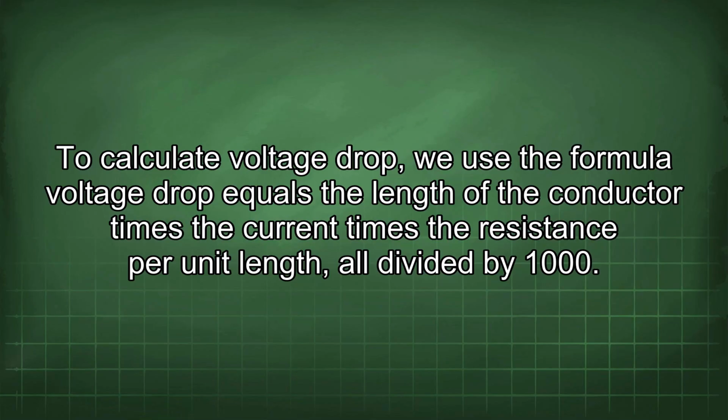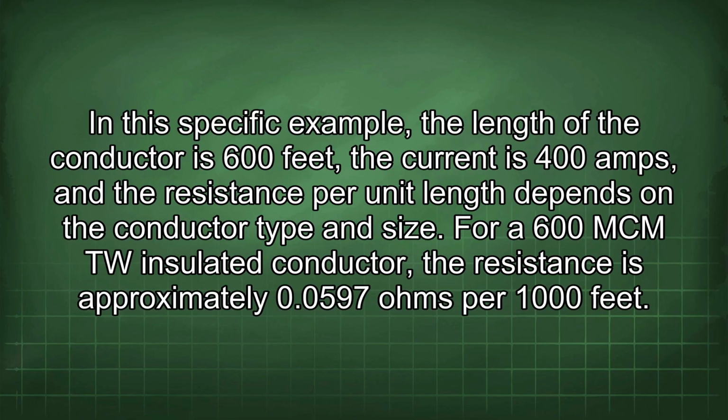To calculate voltage drop, we use the formula voltage drop equals the length of the conductor times the current times the resistance per unit length, all divided by 1000. In this specific example, the length of the conductor is 600 feet, the current is 400 amps, and the resistance per unit length depends on the conductor type and size. For a 600 cmTW insulated conductor, the resistance is approximately 0.597 ohms per 1000 feet.